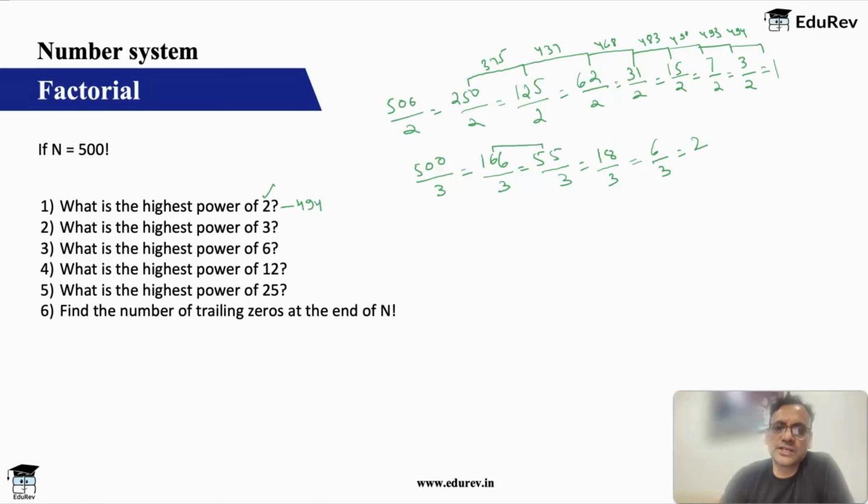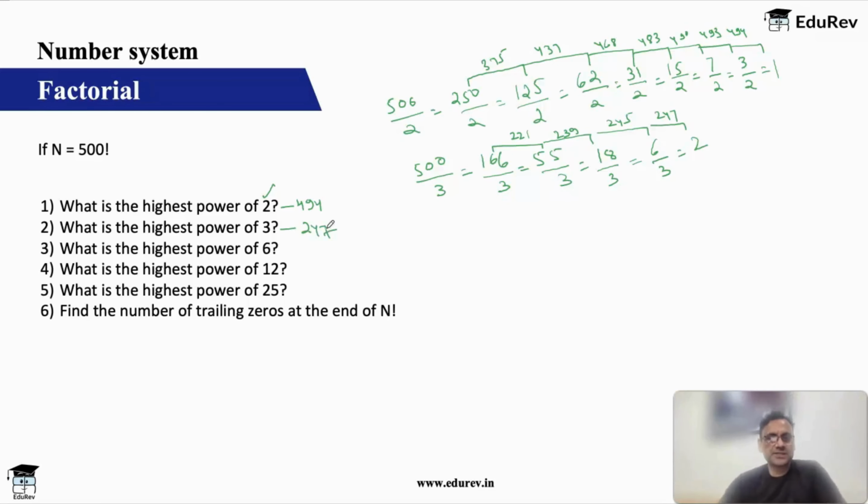Okay. So 166 plus 55. 160 plus 50 is 210, so 221. 221 plus 18 is 239. 239 plus 6 is 245. And plus 2 is 247. So the answer is 247.